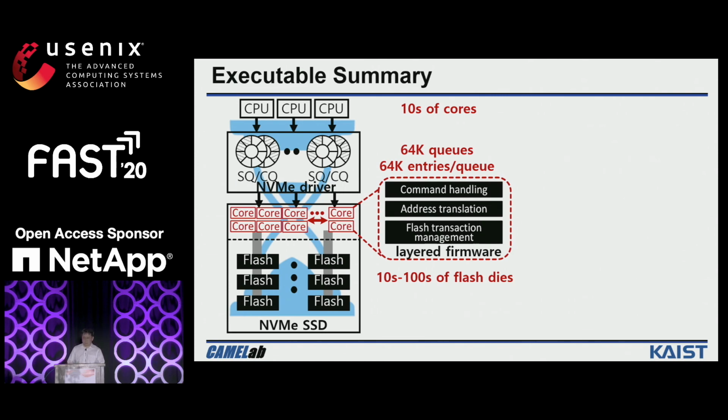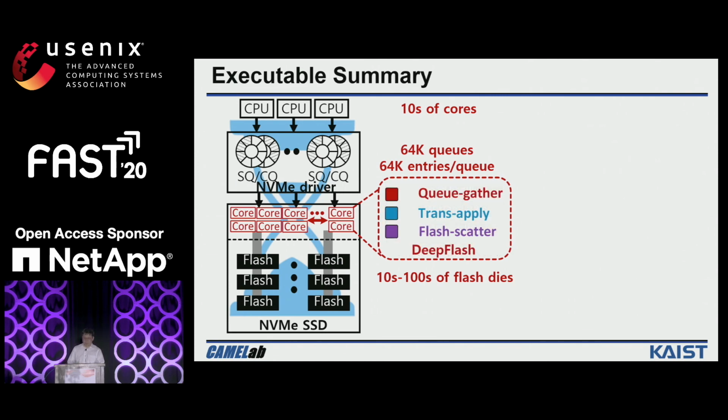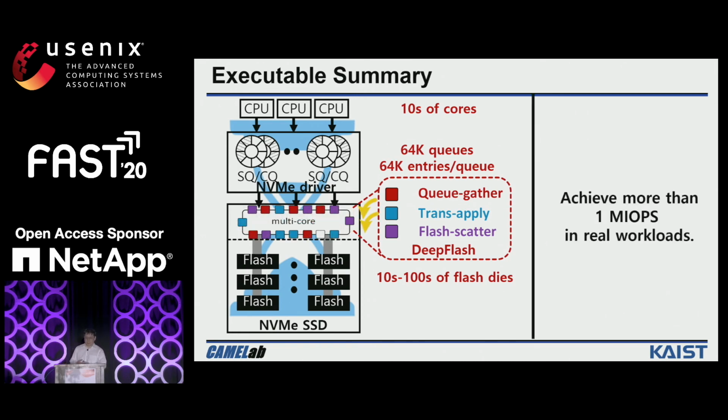So to address these challenges, we propose DeepFlash. DeepFlash is a scalable parallel flash firmware. It modularizes the main functions of SSD firmware into different threads and fully utilizes the multiple flash cores to execute the threads in parallel. Our evaluation results show that DeepFlash can achieve more than 1 million IOPS in real workloads.